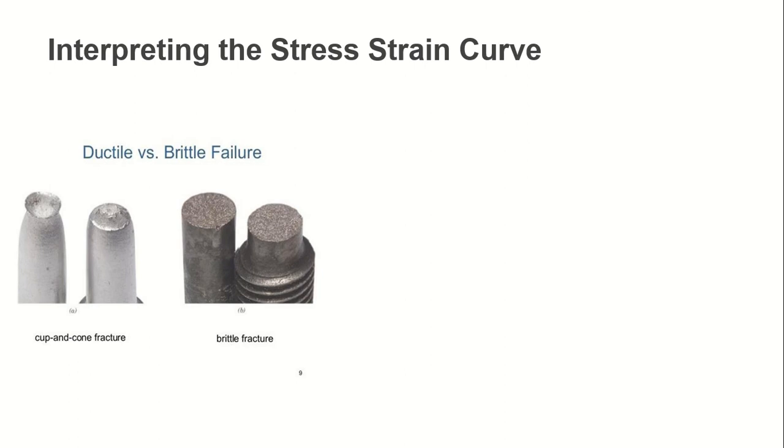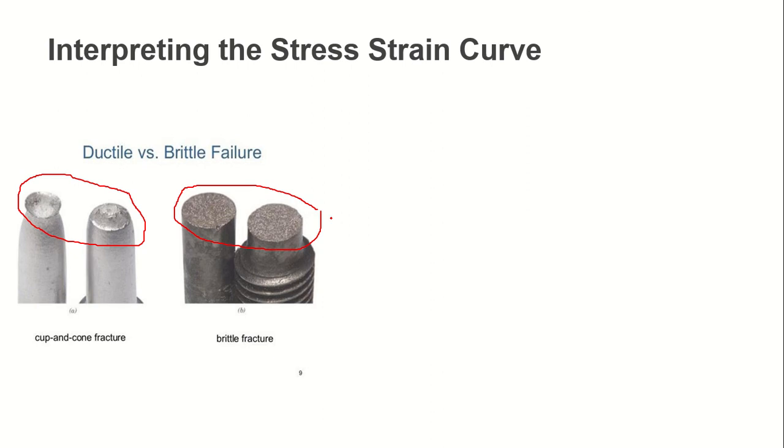Now, if the material is observed to have a cup and cone failure fracture, then it can be said to be a ductile fracture. If a material fails in this particular format, then we call it a brittle fracture.